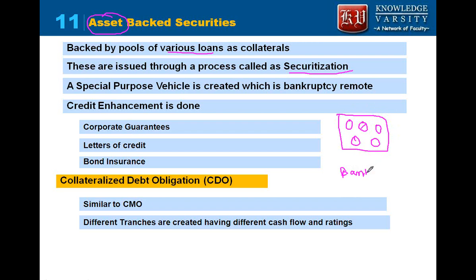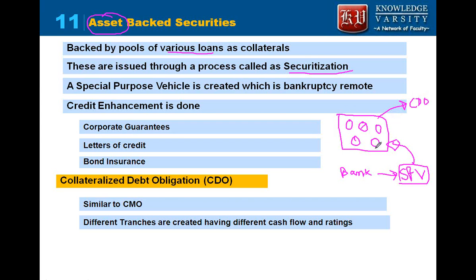So what the bank will do is create what is called an SPV, or special purpose vehicle. This special purpose vehicle owns this pool, and from this pool they will create a pass-through security. They can issue similar to a collateralized mortgage obligation. They will issue what are called CDOs.